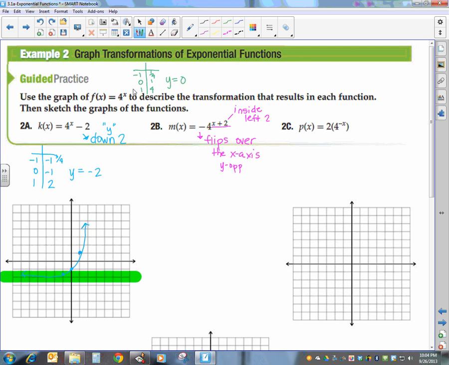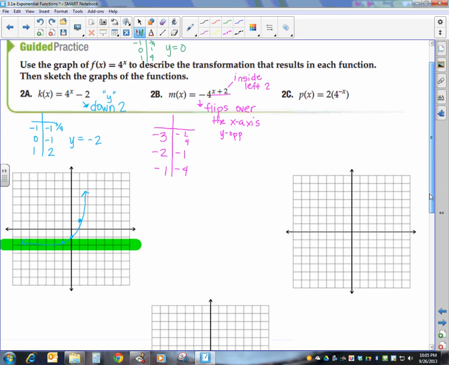So I have my key points of 4 to the x, and this time I'm going to change each y value, and it's going to have an opposite sign. So instead of 1/4, I'm going to have -1/4. Instead of 1, I'm going to have -1, and instead of 4, I'm going to have -4. My x values, I'm going to subtract 2. -1 minus 2, 0 minus 2, and 1 minus 2.